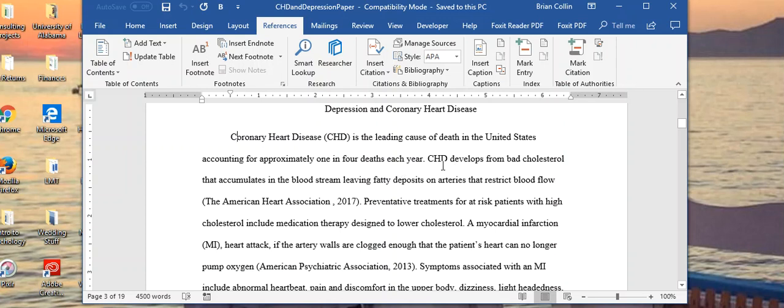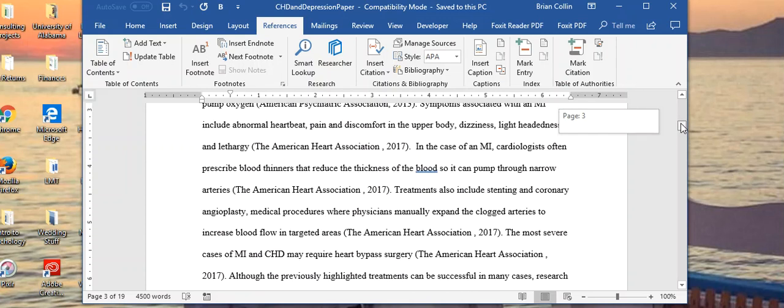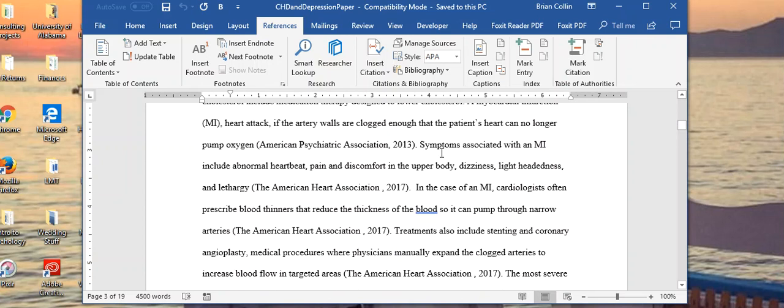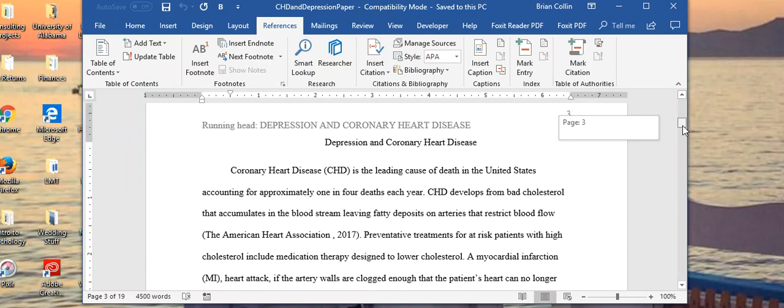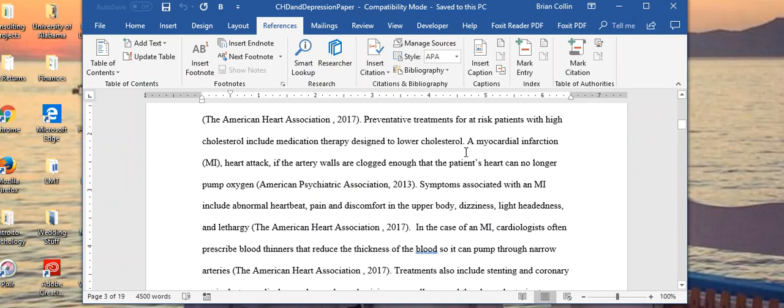Coronary heart disease. So I'm saying it again. Why I'm addressing the same topic. It develops from bad cholesterol that accumulates in the bloodstream and restricts blood flow in arteries. And then I go on to talk about the different types of heart disease.